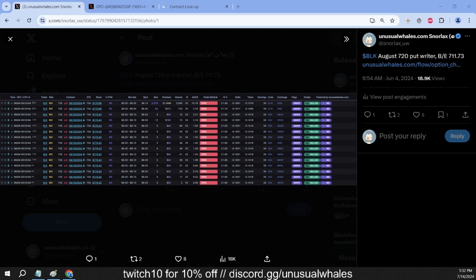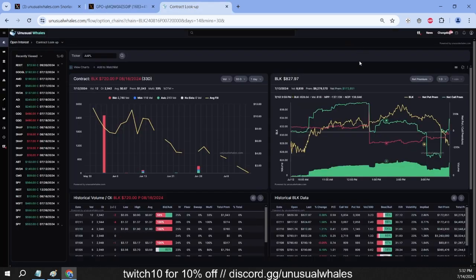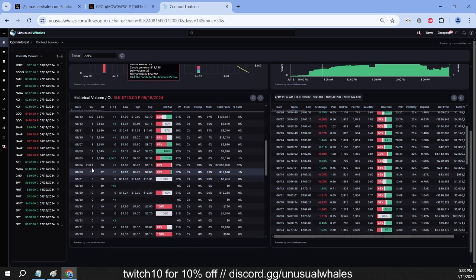Take these BlackRock 720 strike puts. 2,500 traded at the bid against an open interest of 33. This trader was short, not long, these puts. The premium losing value is exactly what this trader is looking for. Someone who only observed an increase in open interest on these puts and decided to buy them would have gotten burned.